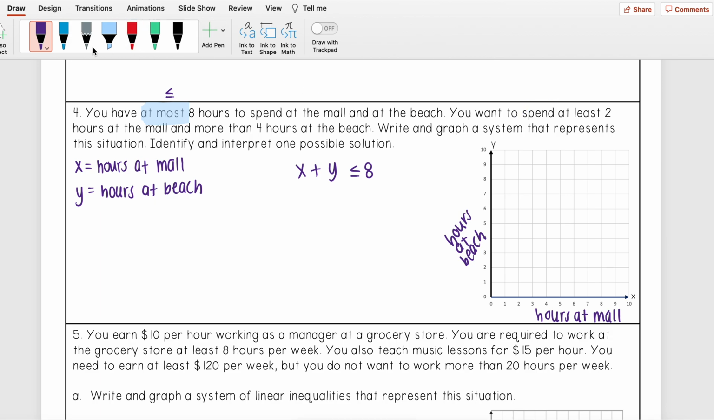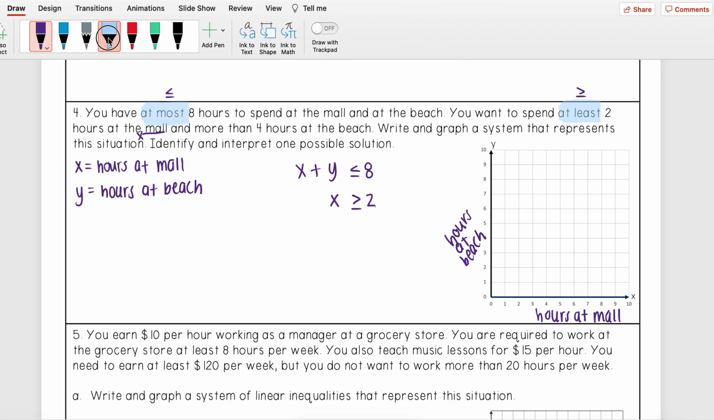My second sentence says I want to spend at least 2 hours at the mall. So at least, that is greater than or equal to, and that is at the mall, which is my x. So the amount of time I want to spend at the mall, I want that to be greater than or equal to 2. And so that's going to be x is greater than or equal to 2.